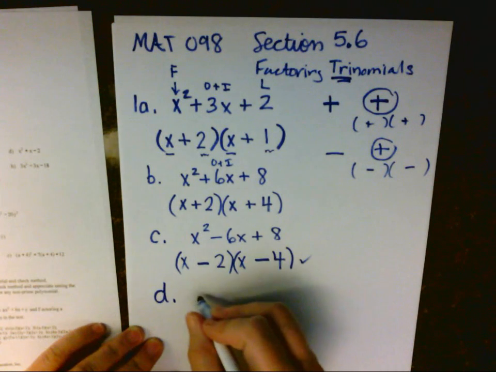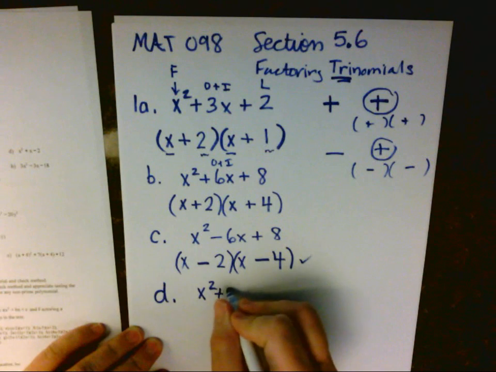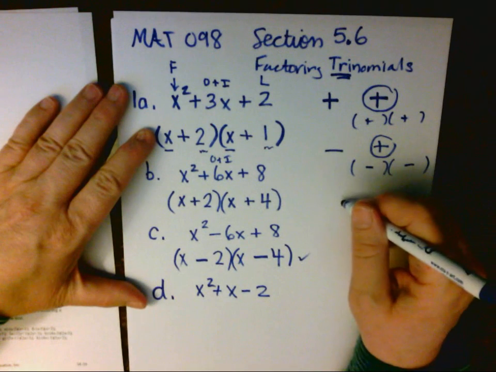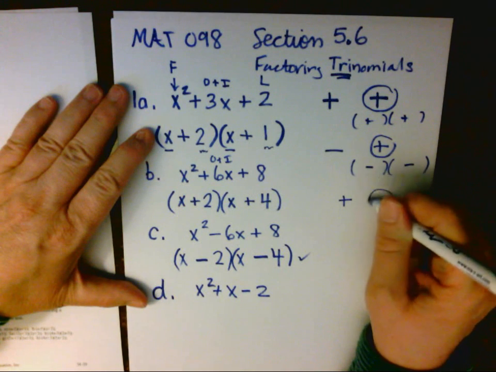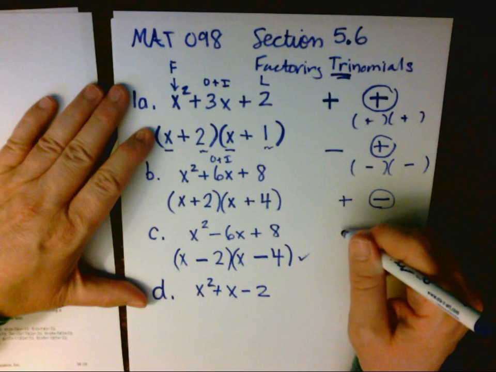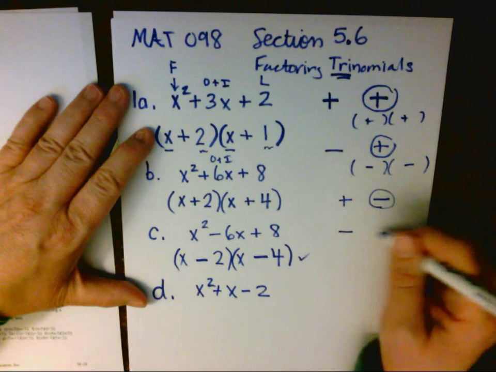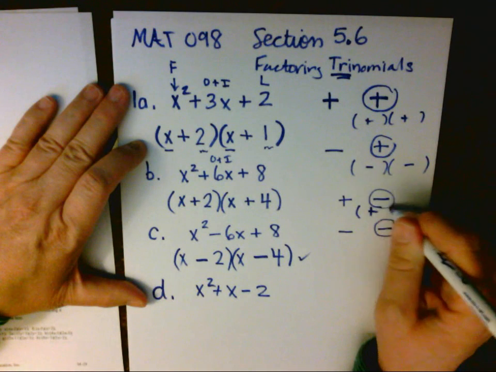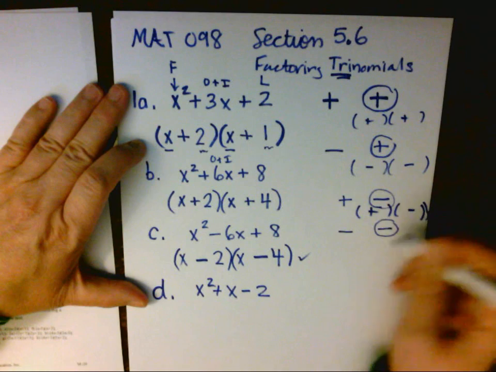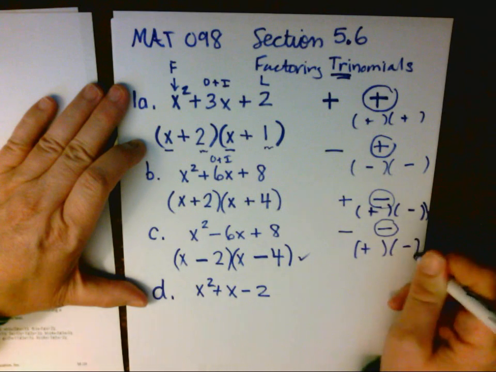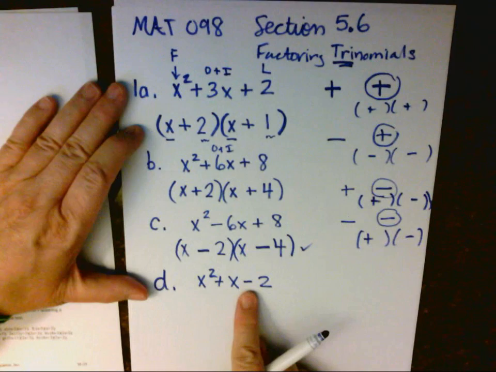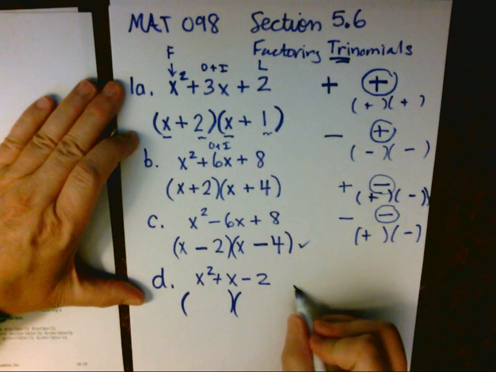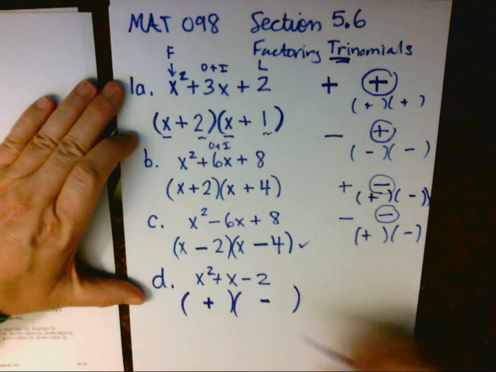And part D says to factor x squared plus x minus 2. Okay, here's the other case. You might have a positive sign with a negative at the end, or a negative sign with a negative at the end. Either of these that have a negative at the end will have one factor that's positive and one factor that's negative. Okay? So if it ends in a negative, it has to have one factor of each. So I know that I'll have to have one factor that's positive and one factor that's negative.